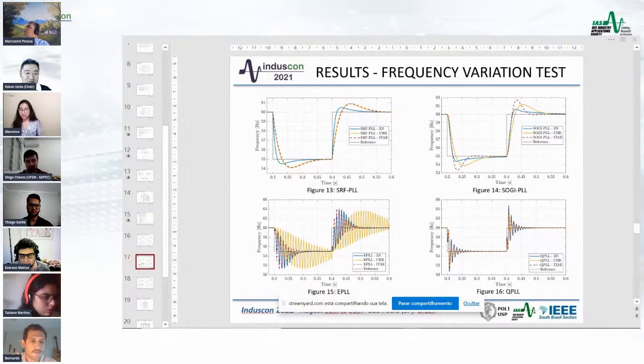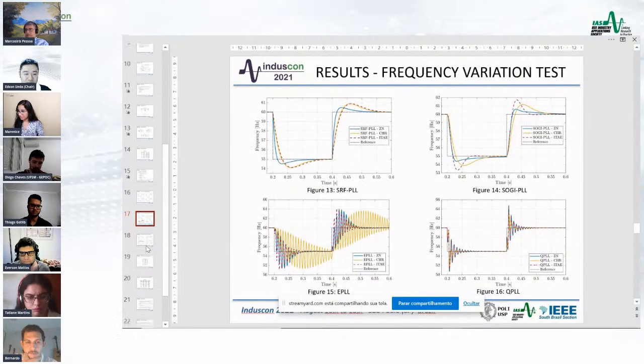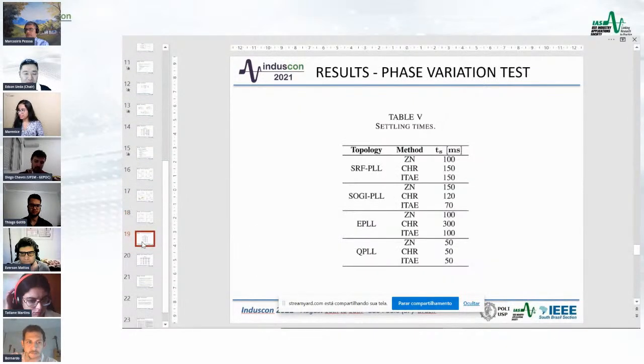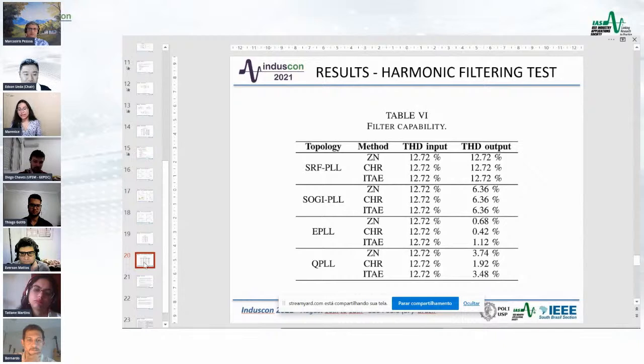After the four tests, we concluded that the better result is SOGI-PLL combined with the Ziegler-Nichols method, because in the four tests, they showed good response in the voltage sag, frequency variation, phase variation, and harmonic filtering tests. All results showed a good response, but because our method was empirical, we do not ensure performance. But the SOGI-PLL combined with the Ziegler-Nichols method showed better. And that's it.